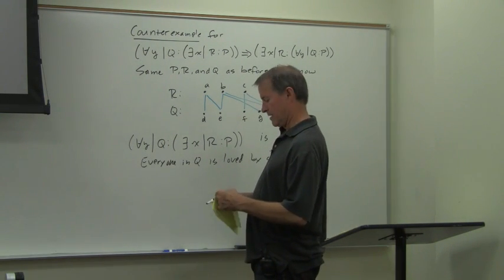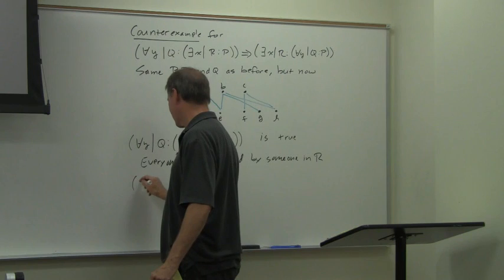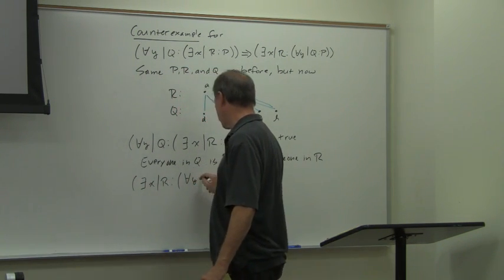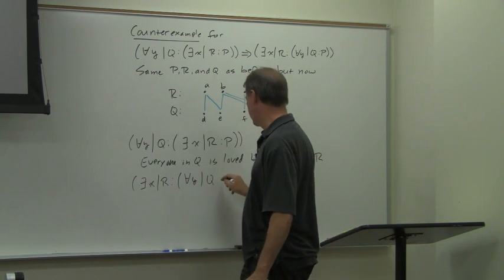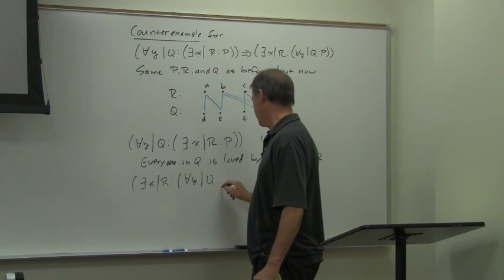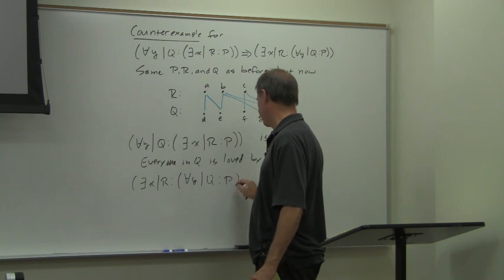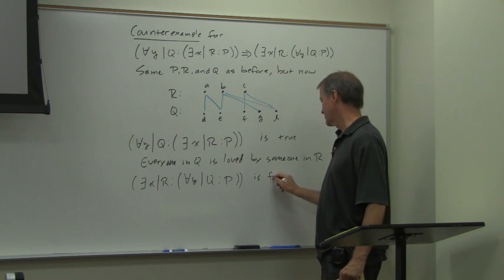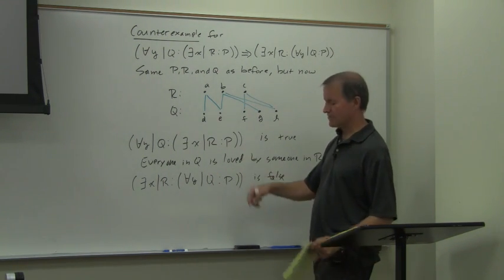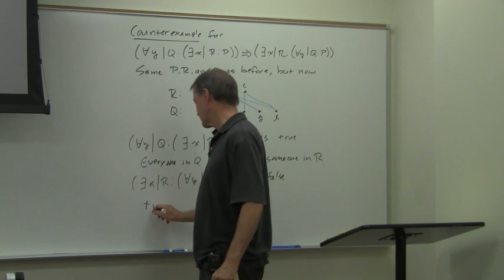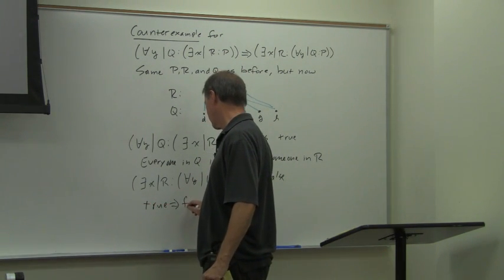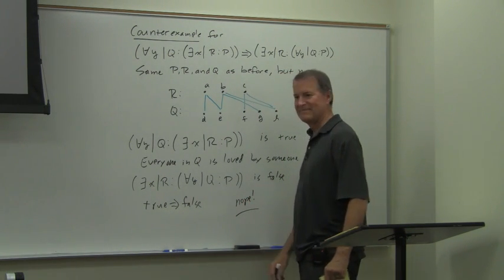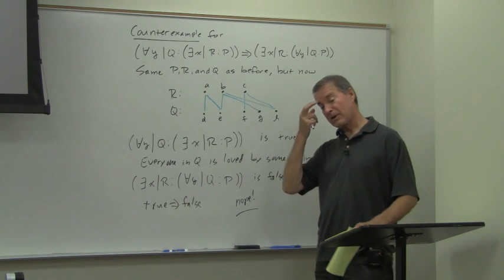Okay, but what about this? There exists an x, range R, body for all y, range Q, P. What is this? Does somebody love everyone? No. It's false. So that's a counterexample. True implies false. So it doesn't work the other way around.